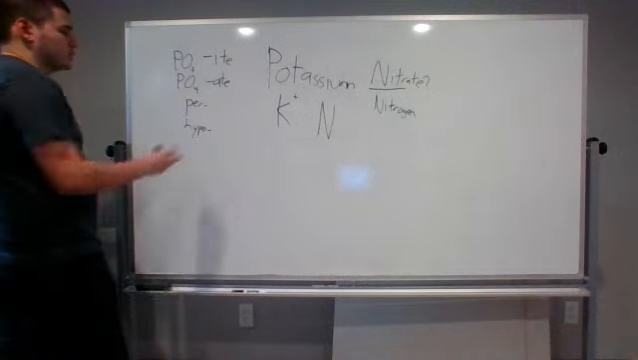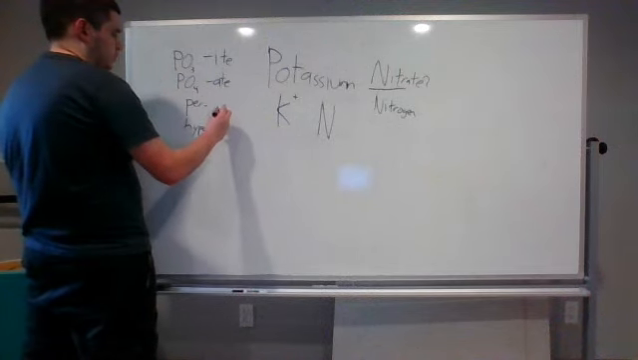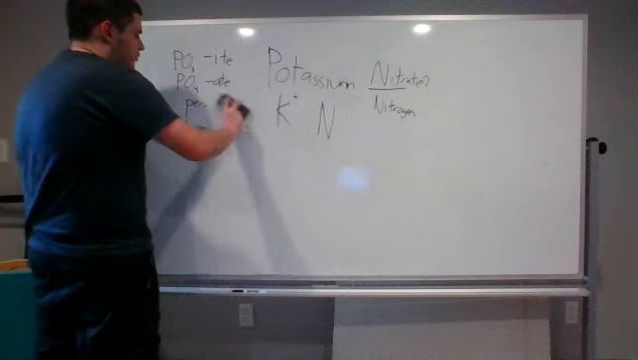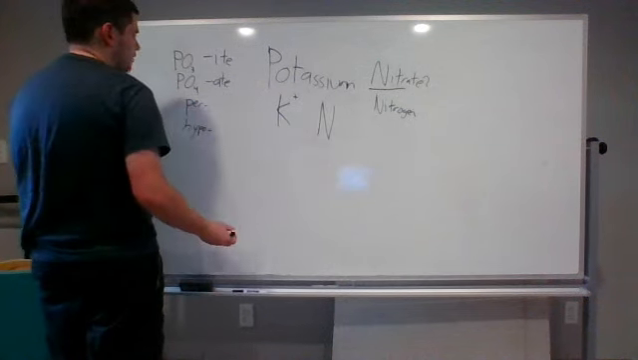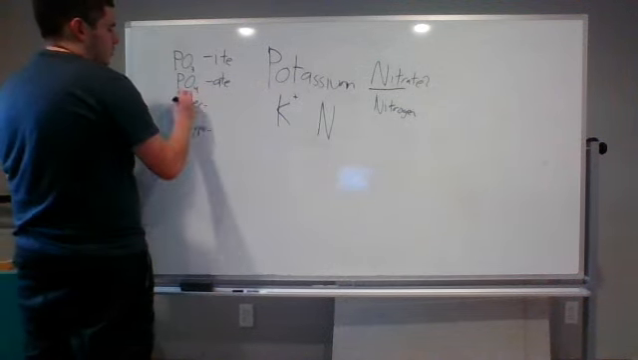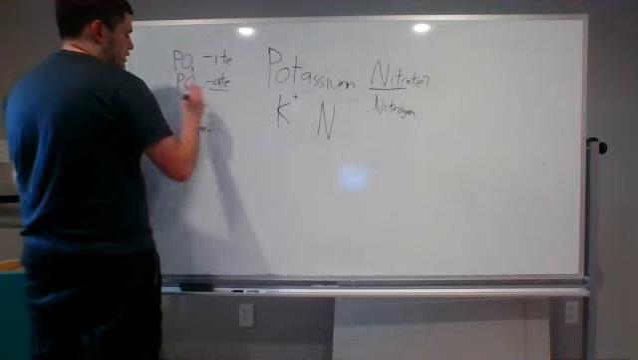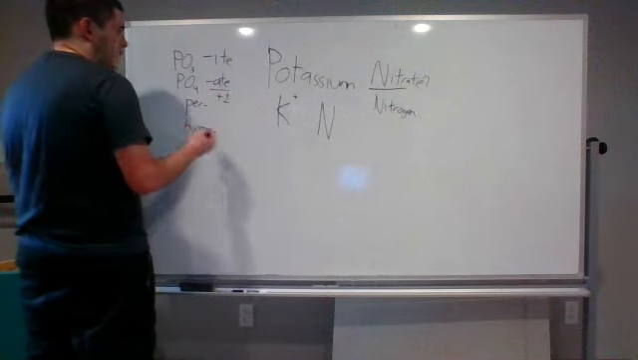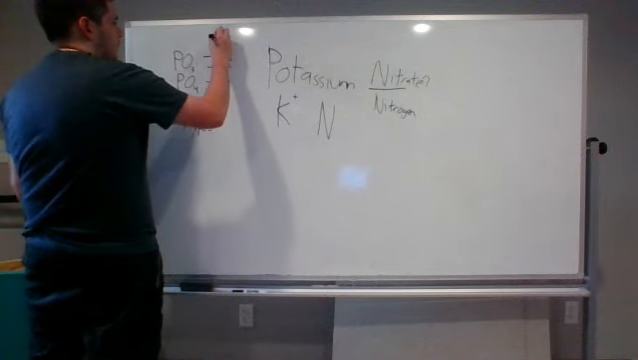Per and hypo. Per just means +1, and hypo means minus 1. It really just means referring to oxygen. The -ate one will always have more, and a per is just +1. Hypo is the -ite, minus 1.